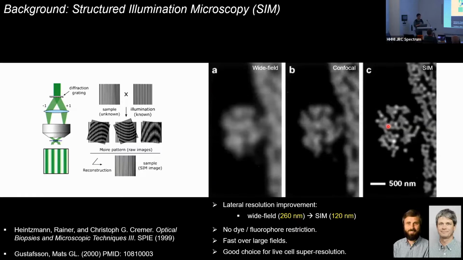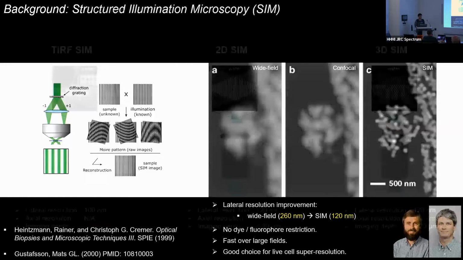And when SIM was first invented, it had a relatively low imaging speed, like only 10 Hertz, but already fast enough. I would say that nowadays the imaging speed of SIM has been improved quite a lot, which can go over 100 frame rate. So it is really a good choice for live cell super resolution imaging.